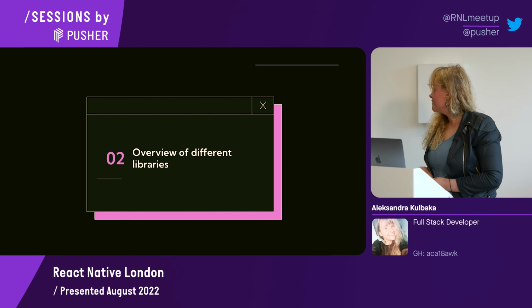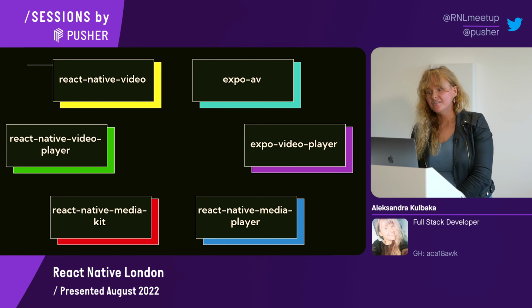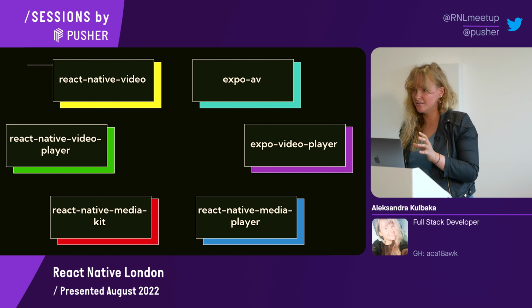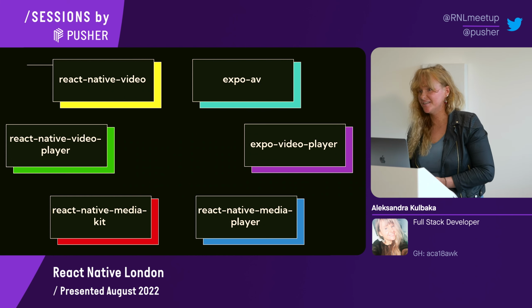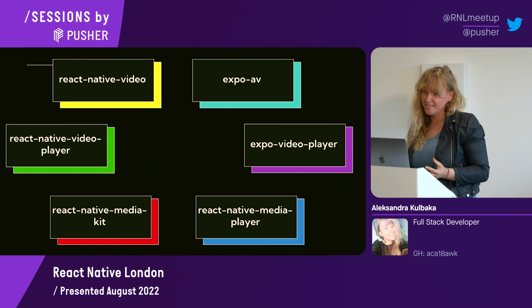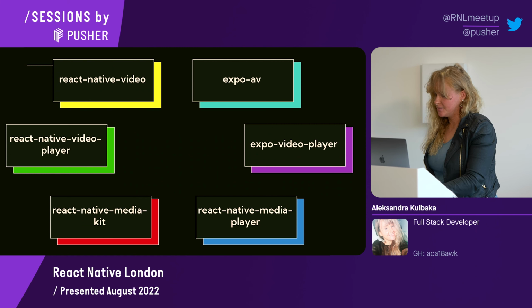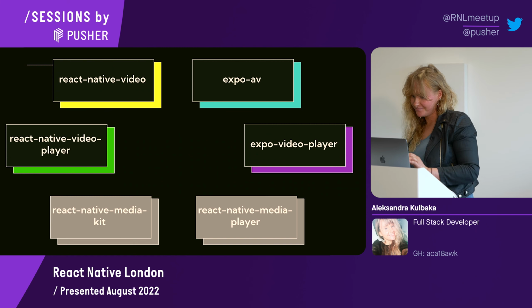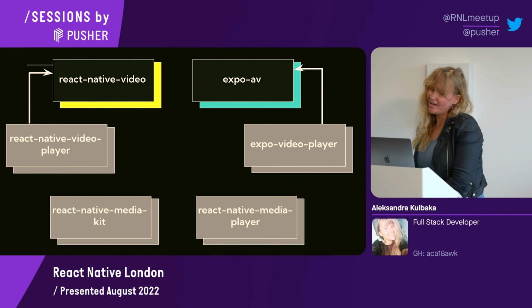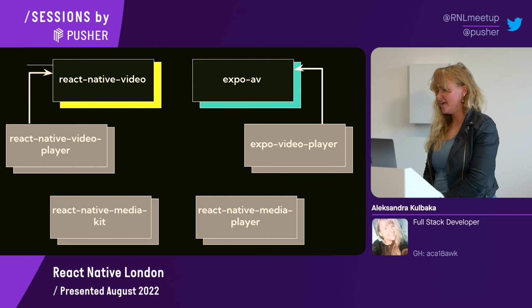So without further ado, let's go through the overview of different video libraries. There are quite many options out there. I listed just the first few that popped up when I typed React Native video. It may be quite overwhelming because they all look quite similar, they have similar names. But then if you filter them out by the ones that are no longer maintained, and then if you identify the dependencies between libraries, you are left with two main options, which is React Native Video and Expo-AV.